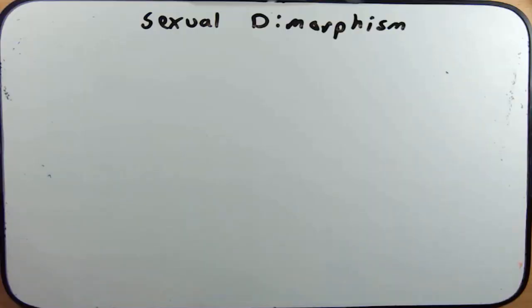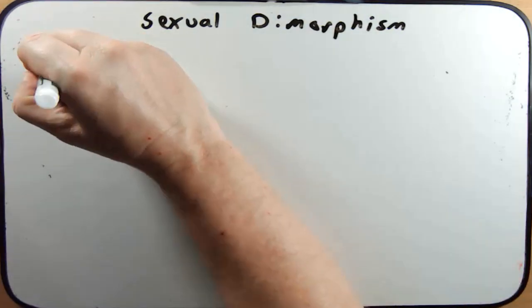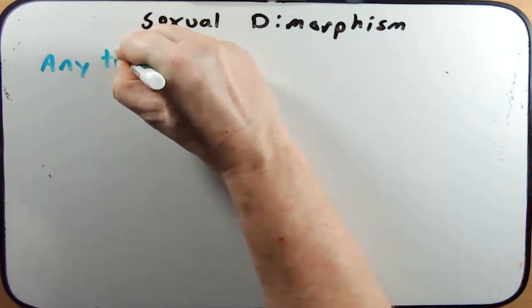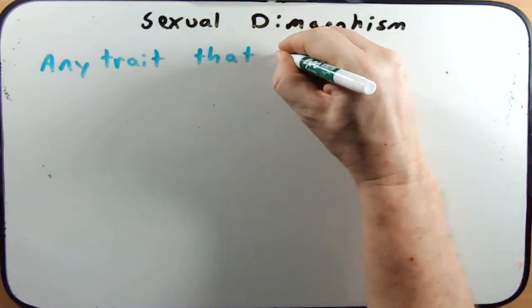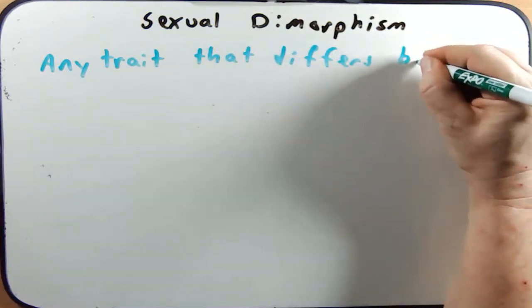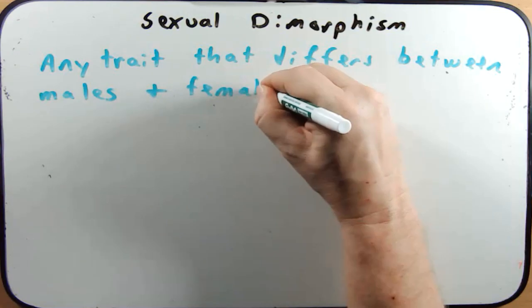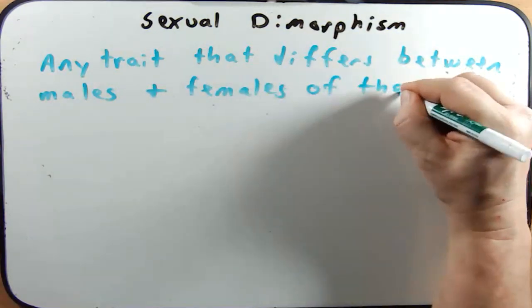So the last thing I want to talk about in this podcast is something called sexual dimorphism. We've talked about this throughout most of this video podcast. We just didn't give it a name. So let me define what sexual dimorphism is. These are any trait that differs between males and females of the same species.